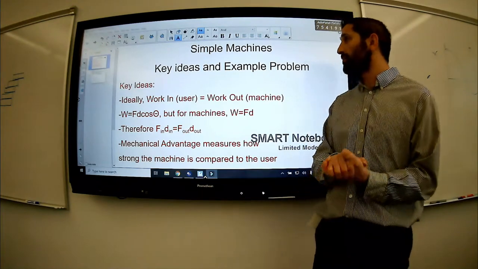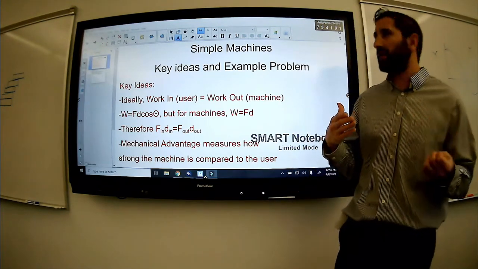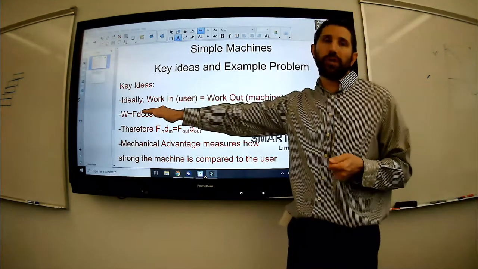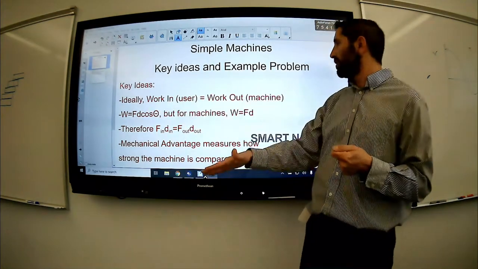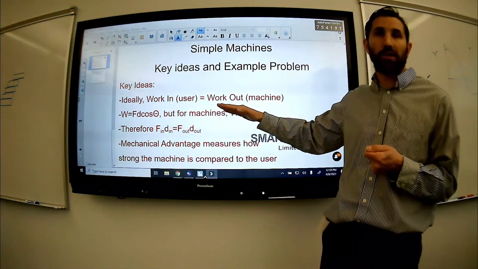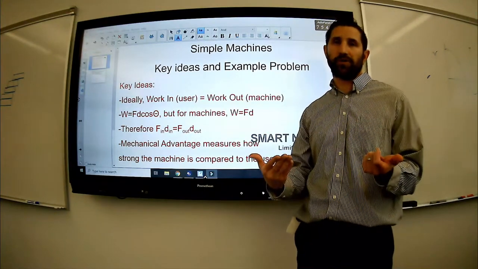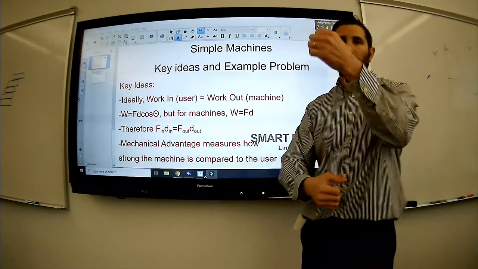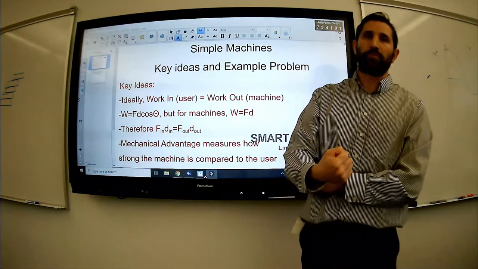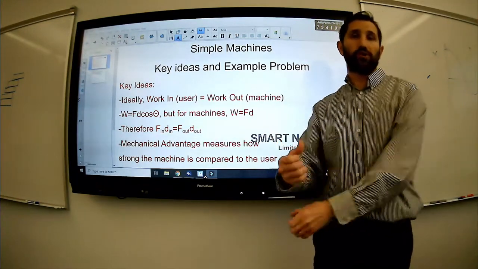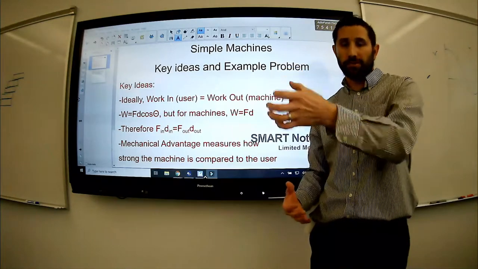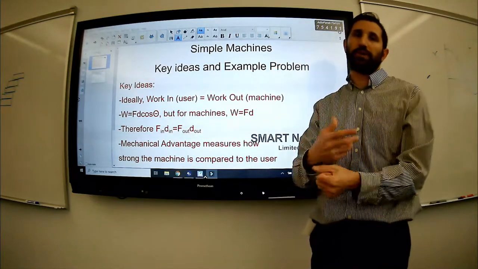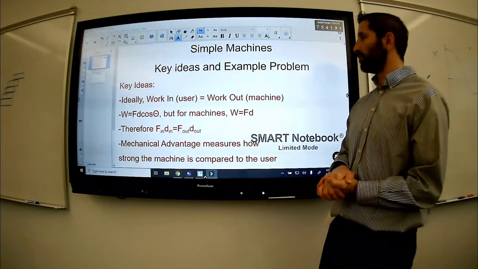All right, but ideally, the idea is the work that you put in as the user of the machine is equal to the work that the machine gives you. So if we're talking about a pulley, for example, you're going to do work when you pull down on the pulley rope. The machine's going to do work by lifting the object up. So the machine lifts the load, you pull down on the rope and do work that way.